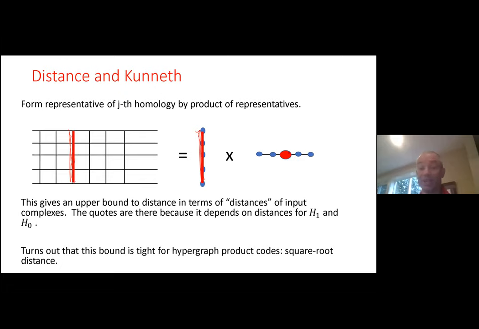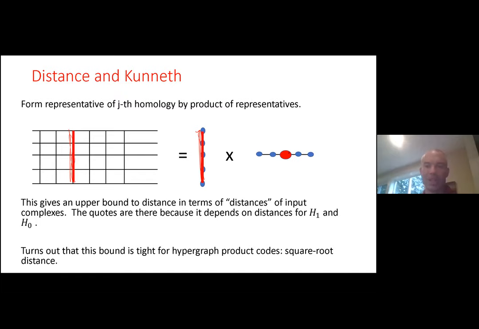So when you're talking about the distance being the weight of the lowest of these non-trivial representatives, this gives you an upper bound on the distance. It tells you the distance is at most this because this is some non-trivial operator, but perhaps the distance is less. So it's a bound in terms of the "distances" of the input complexes. I say "distances" because it'll depend upon the weight of representatives of H1 and H0. So it might depend not just on the logical operators in the input, but also the redundancies among the stabilizers of one of the input ones or something like that. It turns out that this bound is tight for the hypergraph product codes.